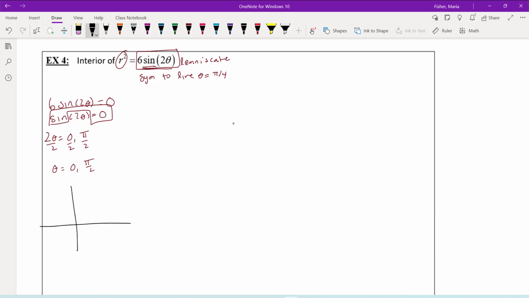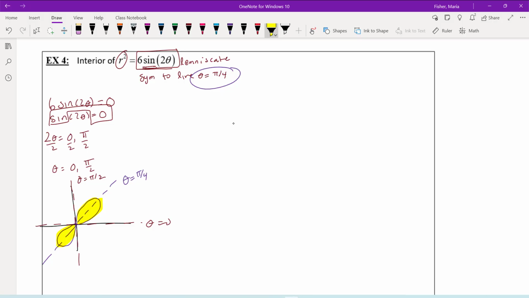If we draw that, here's theta equals 0. Here's theta equals pi over 2. I know that I have symmetry with respect to the line theta equals pi over 4. So my lemniscate will look like this. And I want the interior of this lemniscate.